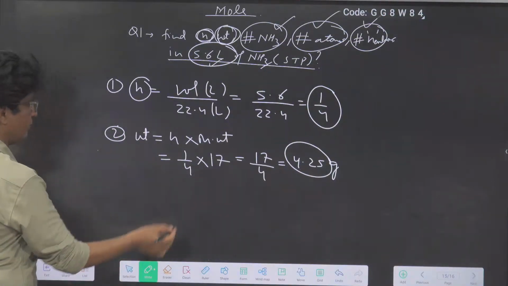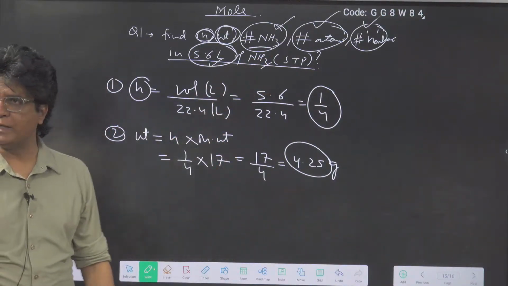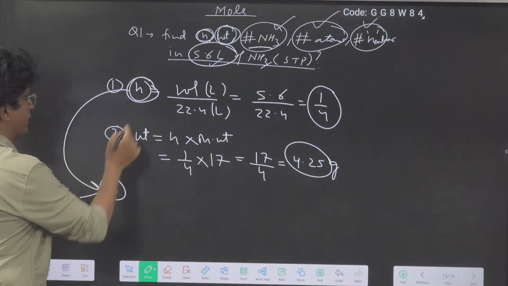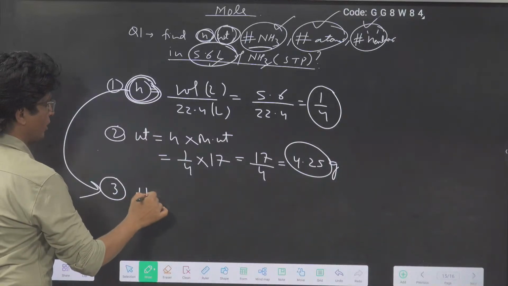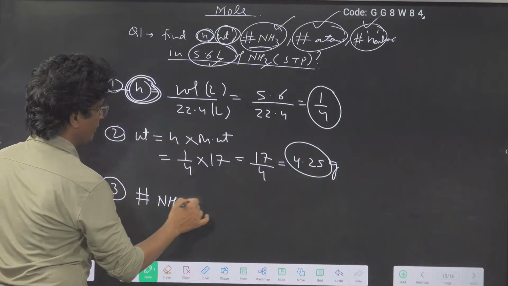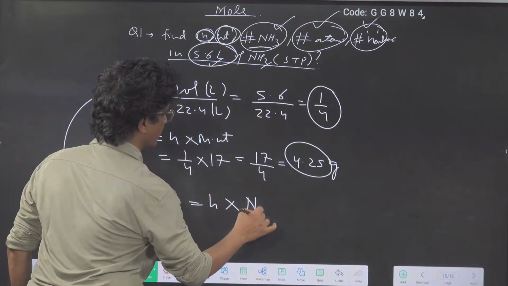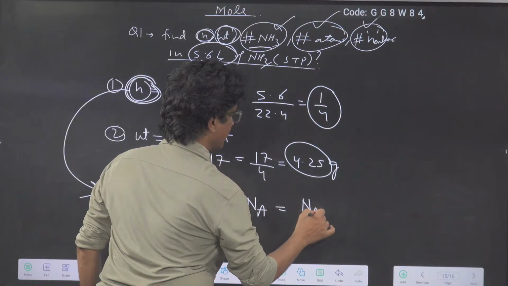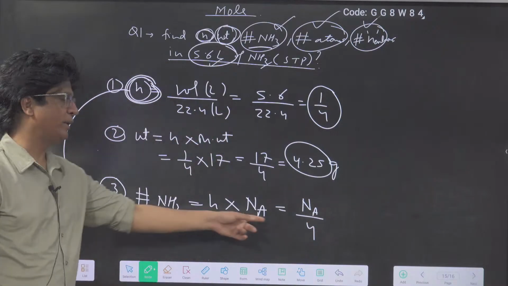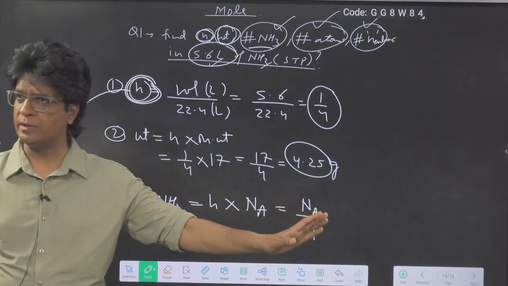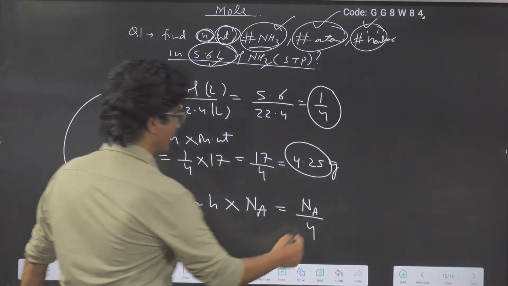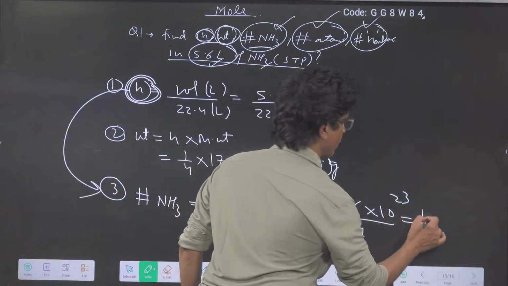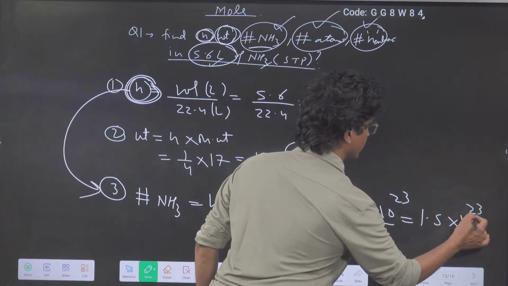Now they're looking for number of molecules of ammonia. Third one: you have got number of moles, the most important ingredient of this question. So number of molecules of ammonia will be number of moles into Avogadro's number. Yes or no? And number of moles is 1/4, so it will be Na/4. If you want a numerical value as well, we can still solve it: 6 into 10 to the power of 23 upon 4, which is 1.5 into 10 to the power of 23. Yes or no?